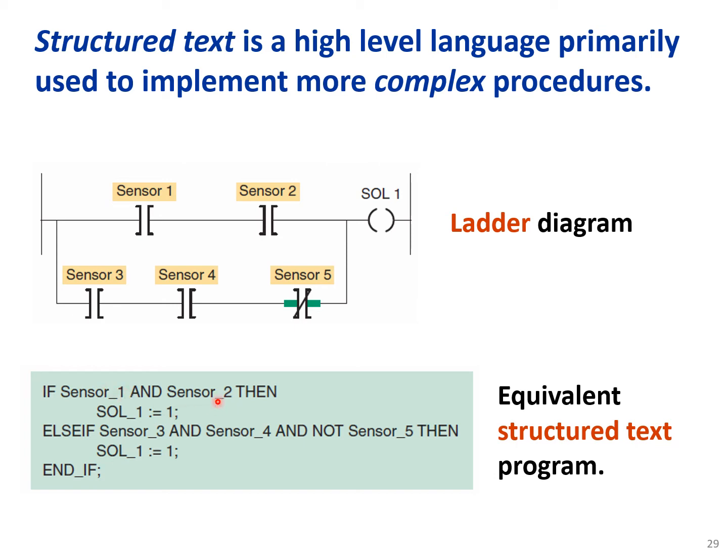If sensor 1 and sensor 2 are true, then solenoid 1 will be updated and the value of solenoid 1 will be 1. Else if this one is not true, then it will check the second condition. If the second condition is true, which is sensor 3 and sensor 4 and not sensor 5, this is the negated sensor 5, then solenoid 1 will also be updated and equal to 1. If none of these conditions are true, then the solenoid 1 status won't change and will stay false, or 0.